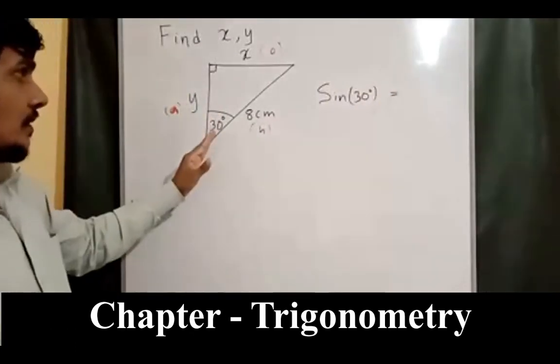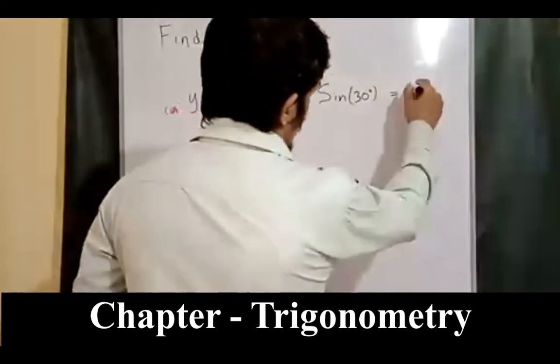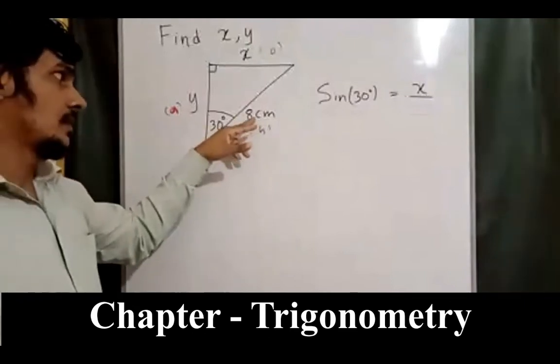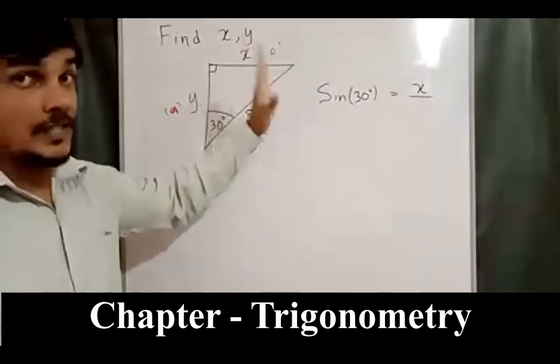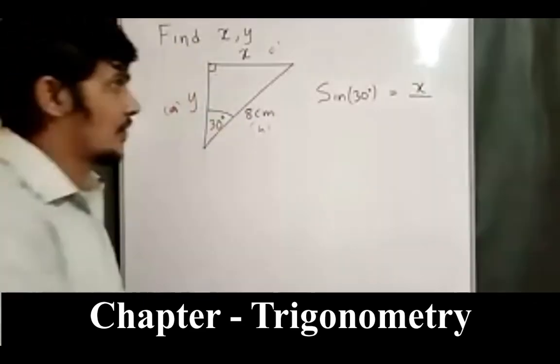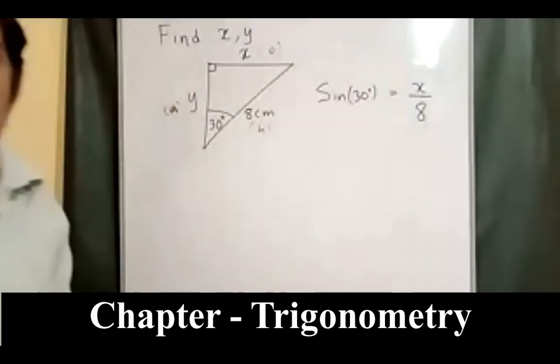What is the opposite side of 30 degrees? That is x, divided by hypotenuse. We found that this is going to be the hypotenuse because it is the longer side as well as the side which is opposite to 90 degrees. Now, how do we simplify hereafter?